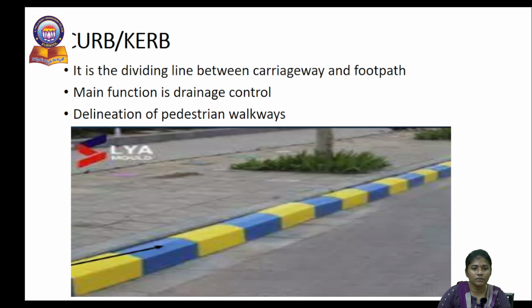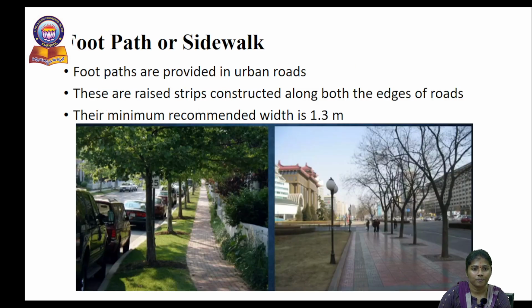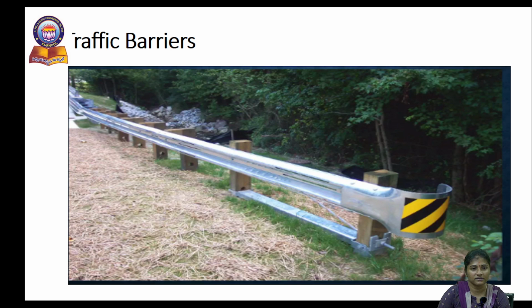So the main purpose of the curb is that it acts as a drainage control. Next is footpath or sidewalk. Footpaths are provided mainly in urban roads. These are raised strips constructed along both the edges of the roads. The minimum width recommended for a footpath as per IRC recommendation is 1.3 meters.